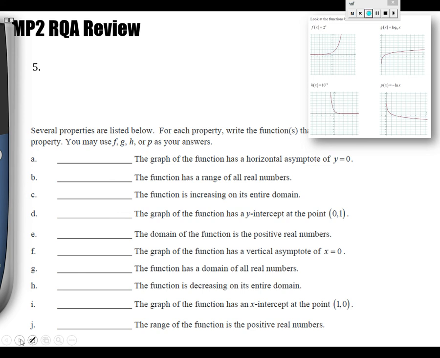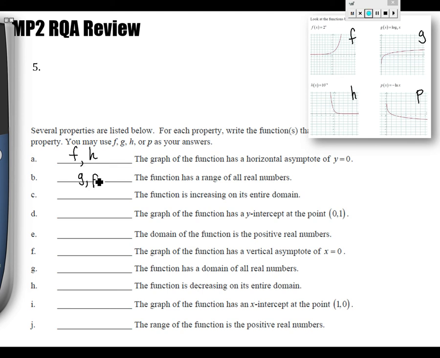All right, let's just bullet through these. The graph of the function has a horizontal asymptote of y equals 0. What are these called? F, yeah, it says there. Let me draw a little bigger so we can see. All right, so F and H both have horizontal asymptotes of y equals 0. You can just see on the graph. The function has a range of all reals. F and H do not. We just mentioned a second ago that they have a lower bound. Both of them do. But G and P are logarithmic functions. Those have a range of all reals.